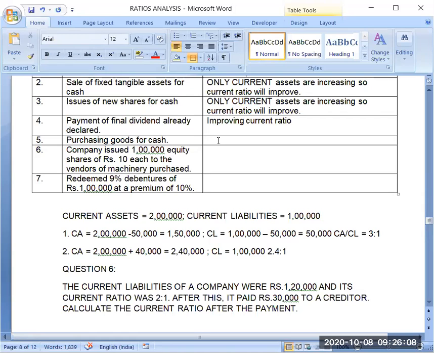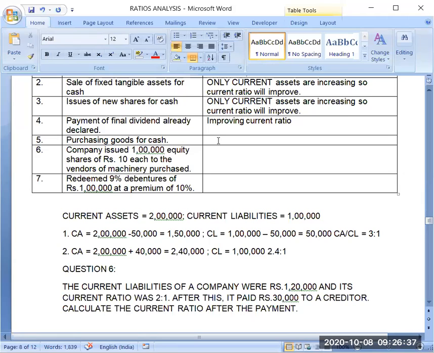So both are the components of current assets. One component of current asset is increasing and one component of current asset is decreasing by the same amount. So if you observe it clearly, there will be no change in the value of current assets. And simultaneously, there will be no change in the value of current liabilities also.